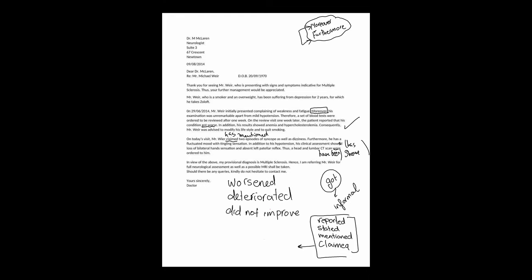In view of the above, my provisional diagnosis is multiple sclerosis. Hence, I am referring Mr. Weir for full neurological assessment as well as a possible MRI shall be taken. طيب انا برضو شايفه ان ليه اكرر ما يعني ما بين الانترودكشن والكونكلوجن يعني مثلا خلي في فرق يعني انت قلت فوق انت ان هو he has symptoms indicative of multiple sclerosis. ممكن هنا أتكلم بس أنا طالب منه إيه يعني.